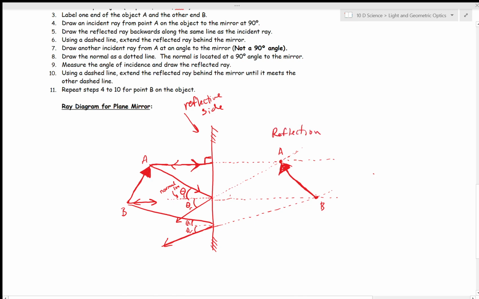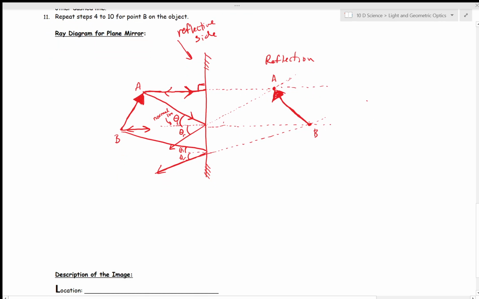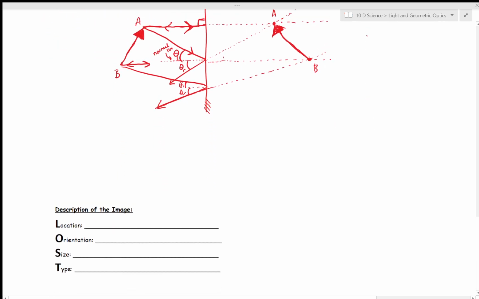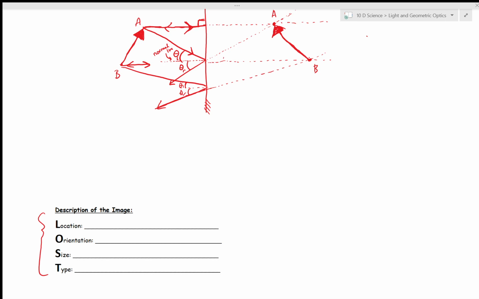Now, we have to have a way to identify different features of these reflections. And so we use a special acronym called LOST. So it's down here. Now, usually I don't write out what the L, O, S, and T are. I just write L, O, S, and T, but I've written them out in this particular case. This is the first time you're learning about it. So we are going to try and describe the image relative to the object. So the L in LOST stands for location.